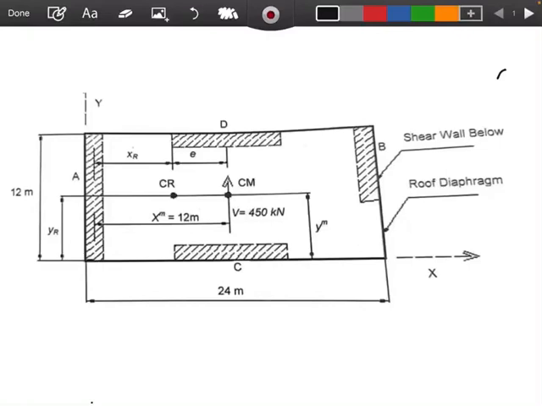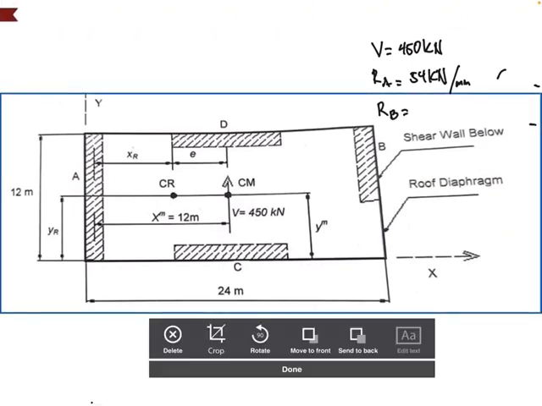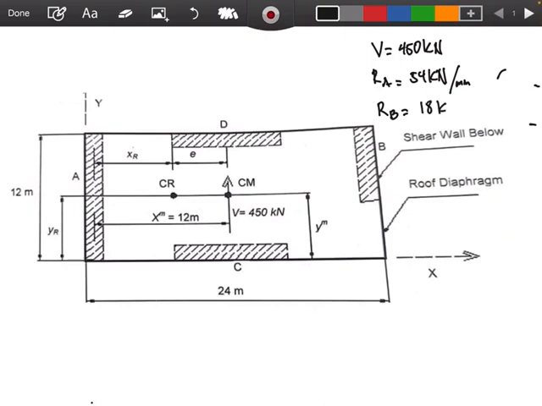So, the following information is given. Okay, I'm going to write the information. You have to write it also. V is equal to 450 kilonewton. RA, the rigidity of this, RA is 54 kilonewton per millimeter. And RB is equal to 18 kilonewton per millimeter, and RC equals RD is 36 kilonewton per millimeter.